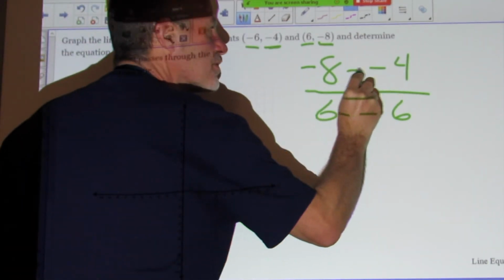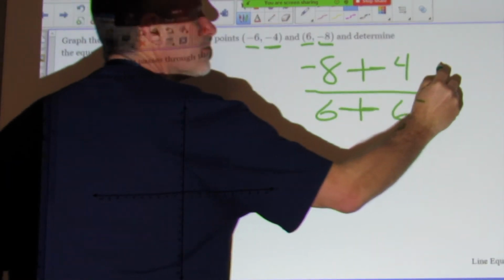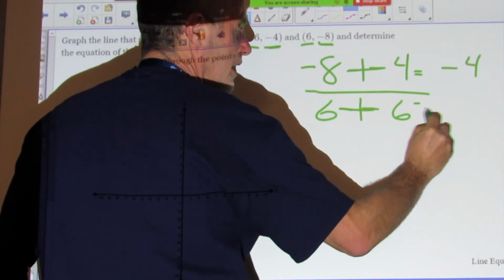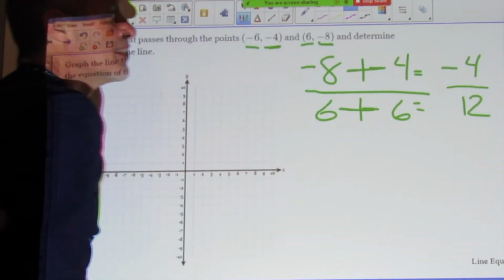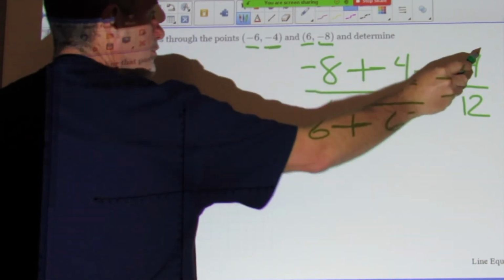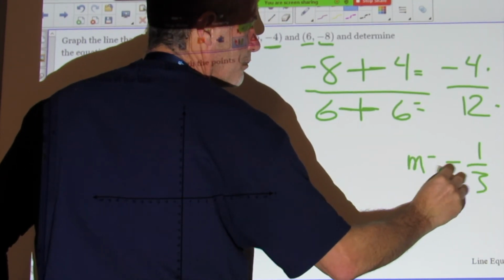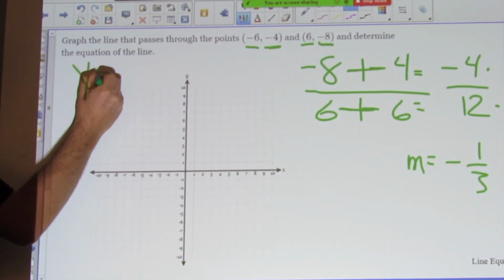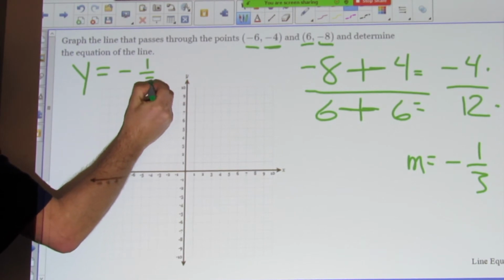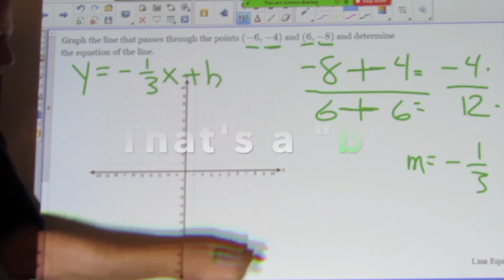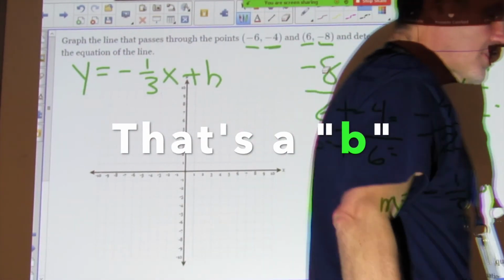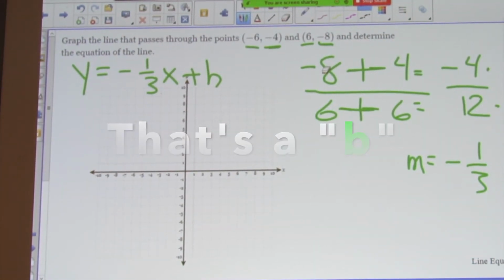Again, we have two minuses, so we turn that into a plus, and we'll have -4 on top, and 12 on the bottom. Again, we have to simplify. I see that 4 will divide into this and into this, so -1/3 is my m. And like I said before, now it's time to make a decision. Which one looks easier, the 6 and the -8, or the -6 and the -4 to put in here?